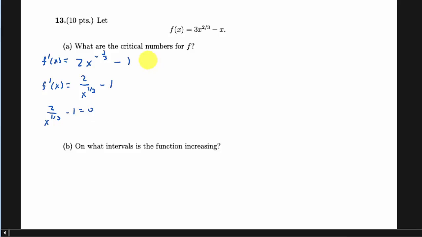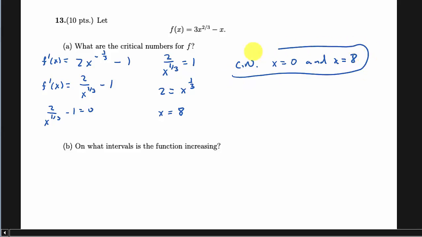So I've got 2 over x to the 1/3 equals 1. So 2 equals x to the 1/3. So x is equal to 8 when I cube both sides. So my critical numbers are, well, they're going to be what? x equals 0 and x equals 8. So there's my critical numbers.